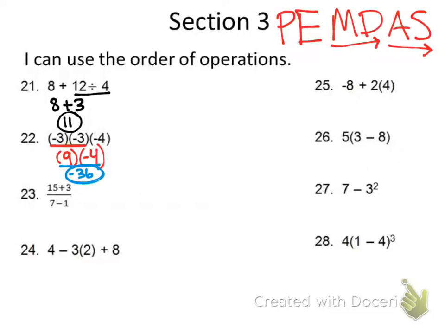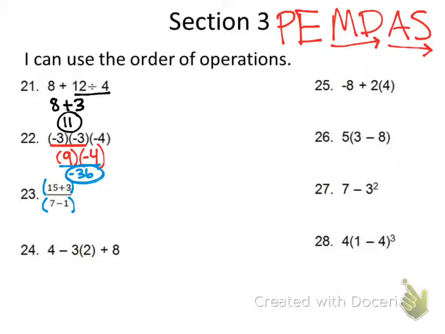All right, number 23 is kind of tricky. Remember that this big old fraction bar can sort of represent parentheses. It basically is telling you you can't divide until you have one number up here and one number down here. So it's sort of like parentheses on the top and parentheses on the bottom. You cannot start dividing until there's one number up top and one number on the bottom.